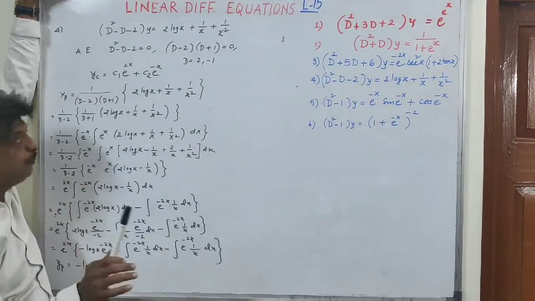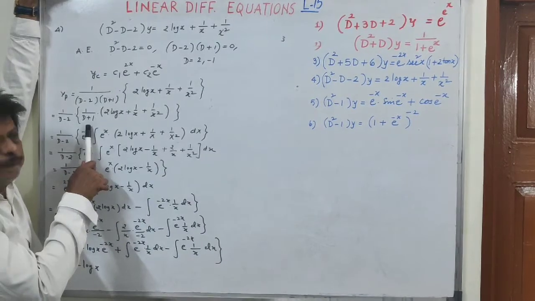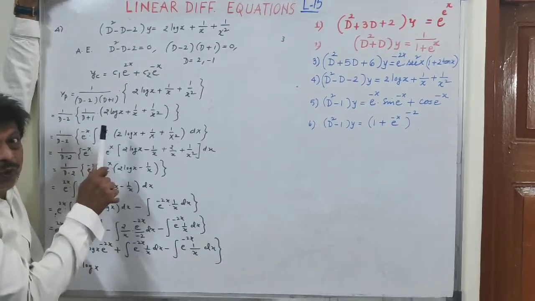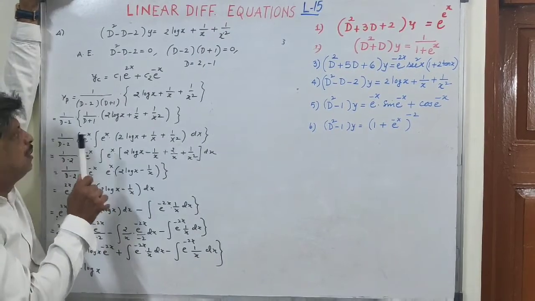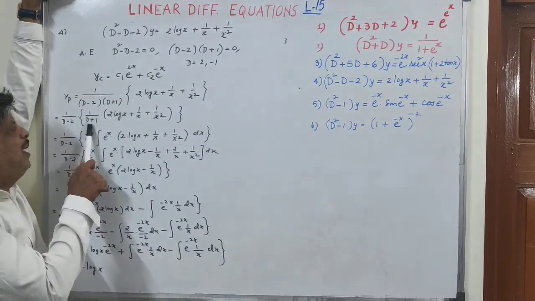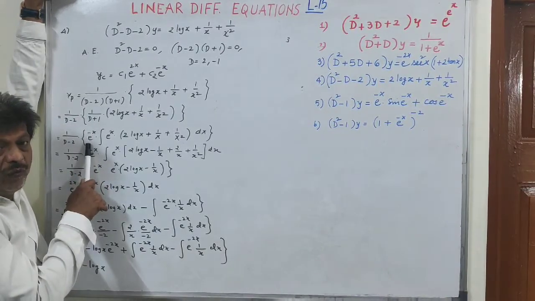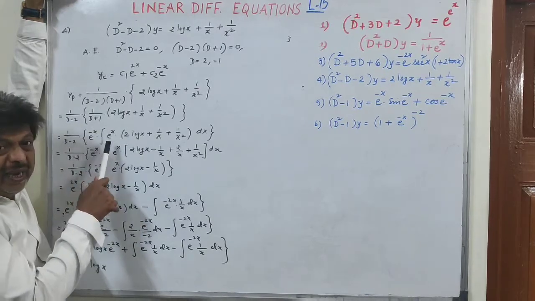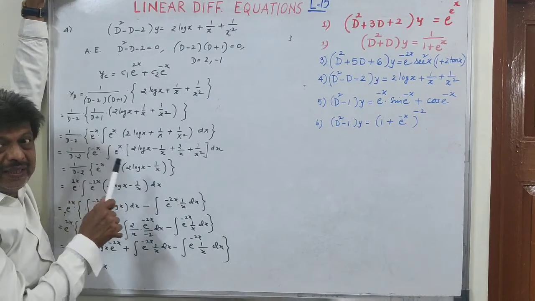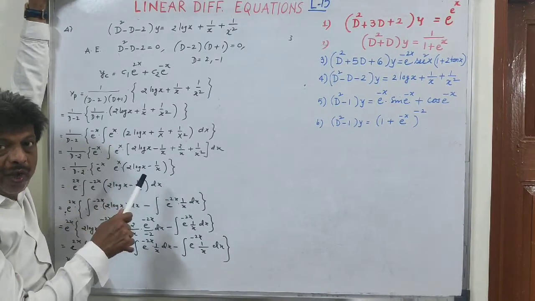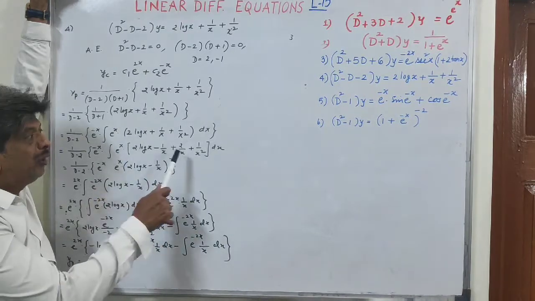Now, here I am operating D plus 1 first. Why D plus 1 first? Because it is generating this e power x. So if I am operating D plus 1, that means by the general integral formula, e raised to power minus x into integral e raised to power x into this f of x. And this f of x, 2 log x plus 1 by x plus 1 by x square, you should note this step.